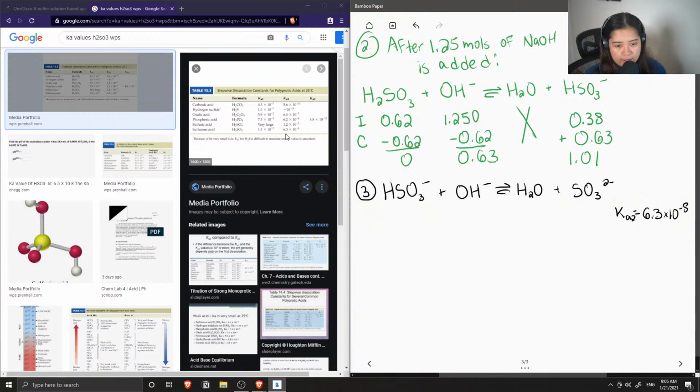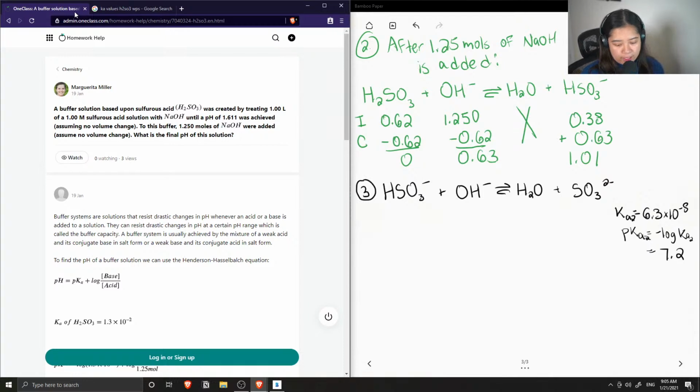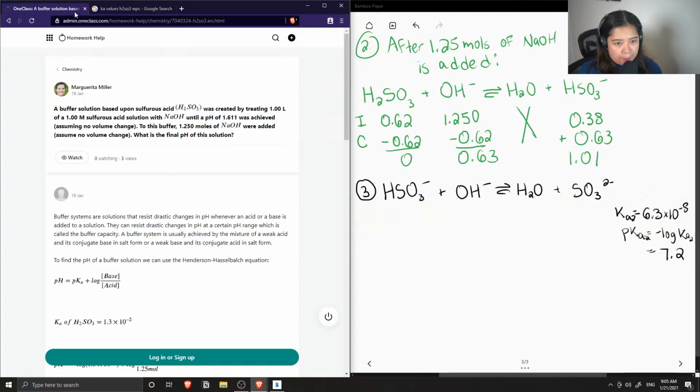And now we can calculate for pKa, which is the negative log of this Ka value. And you should end up getting around 7.2. Okay, so now let's construct this last ice table.